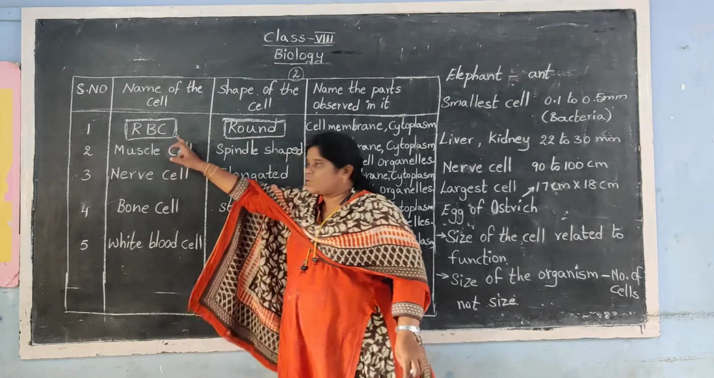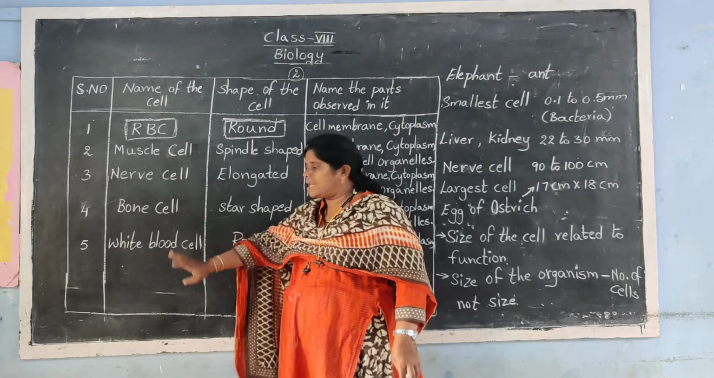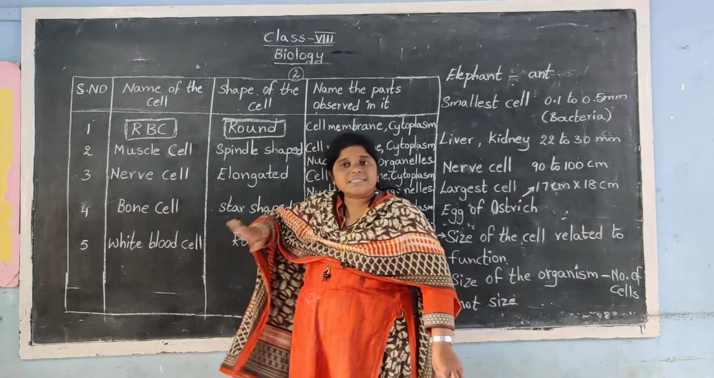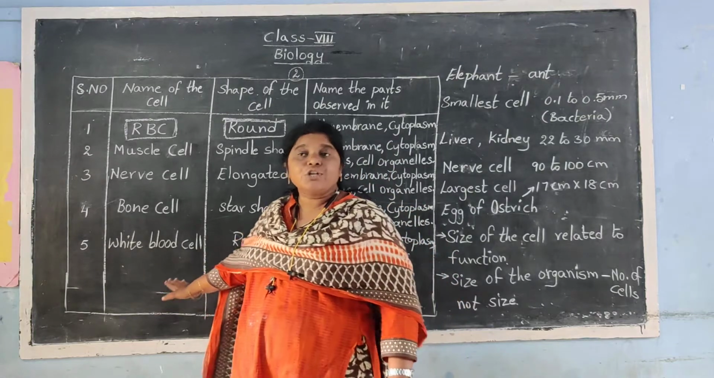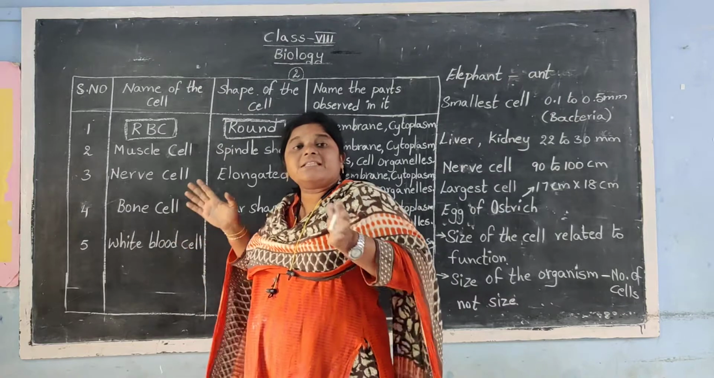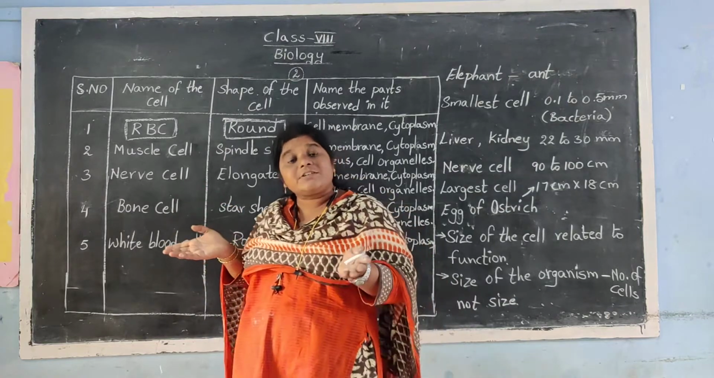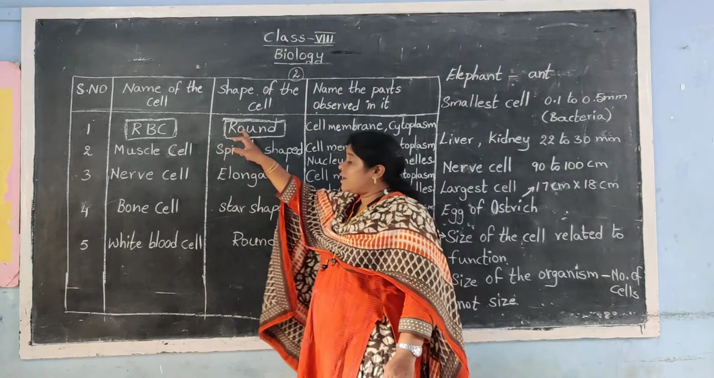So all these cells, whatever they are, RBC, muscle cell, nerve cell, bone cell, white blood cell, are present in human beings only. But in the human being, there are varieties of cells present and there are different shapes of cells present. Now, RBC is round in shape.